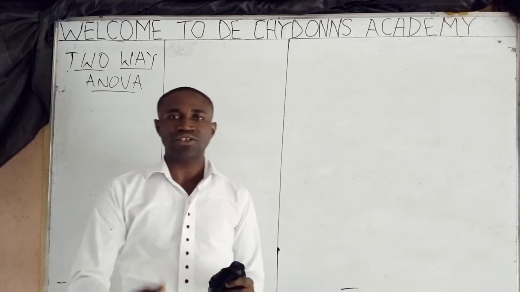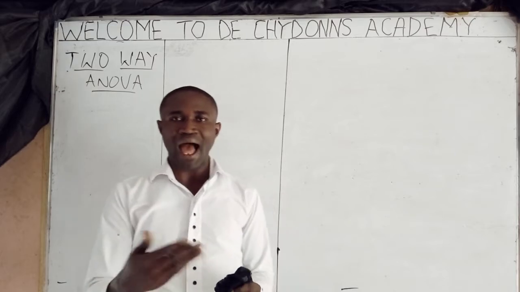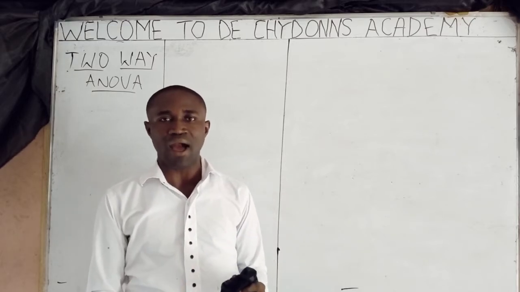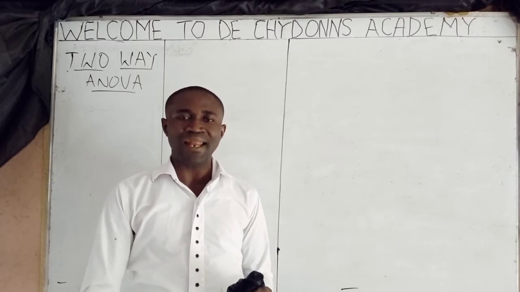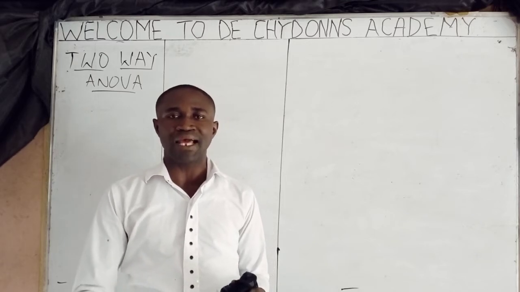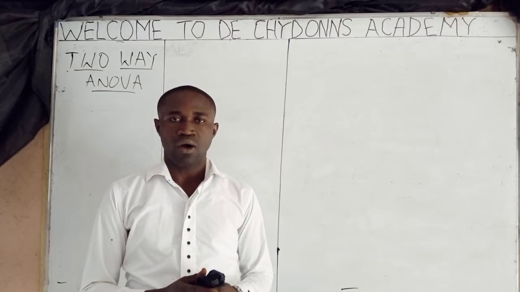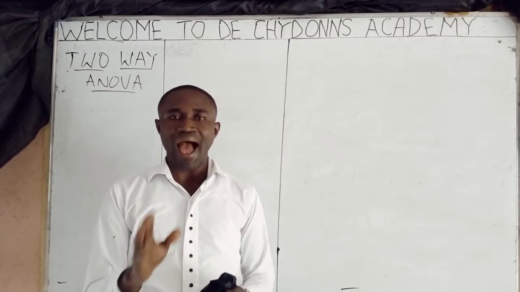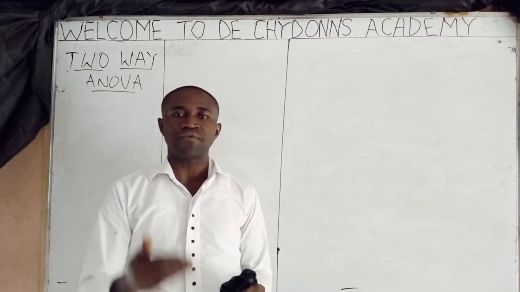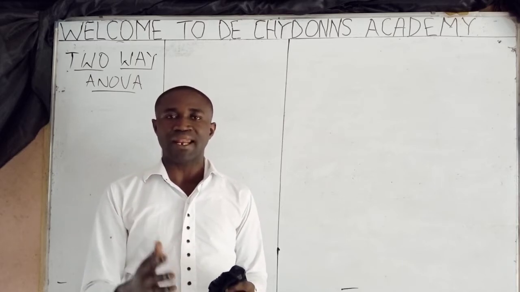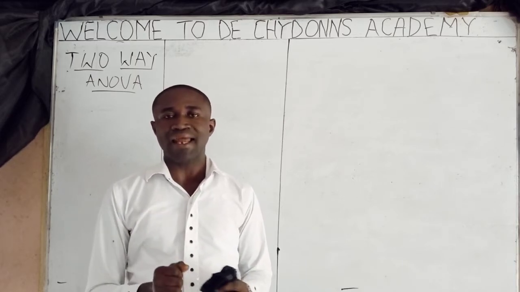Like other statistical techniques we have, two-way ANOVA is another statistical technique that is used to study the effect of the independent variables on dependent variables. I repeat, two-way ANOVA is a statistical technique that is used to study the effect of independent variables on dependent variables. What do we mean by that?